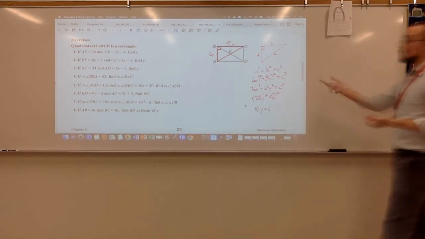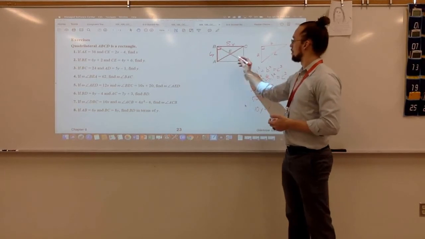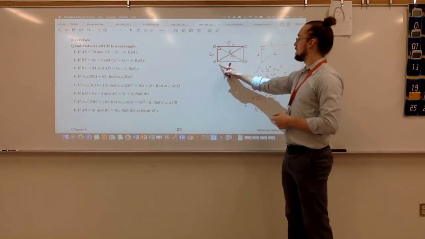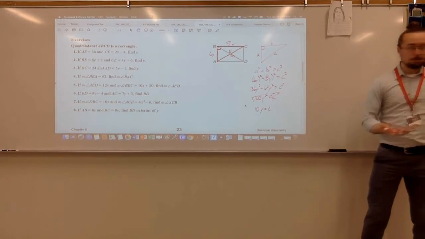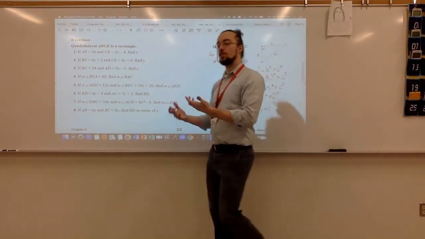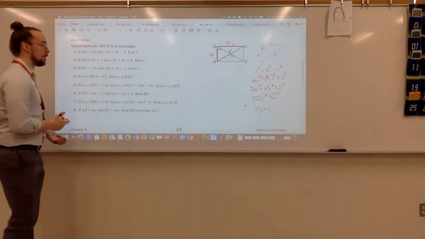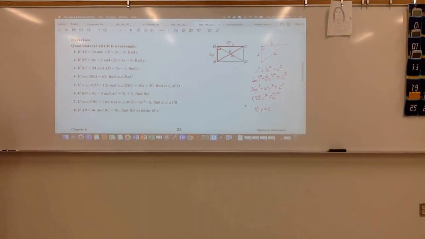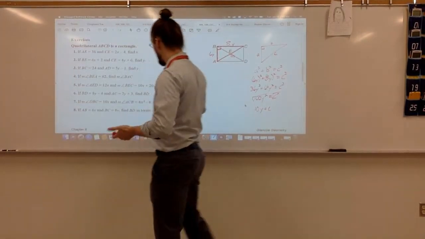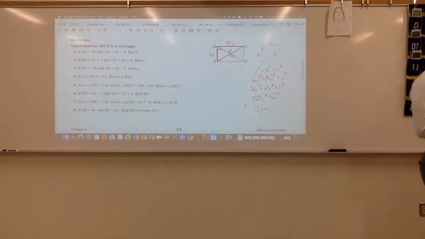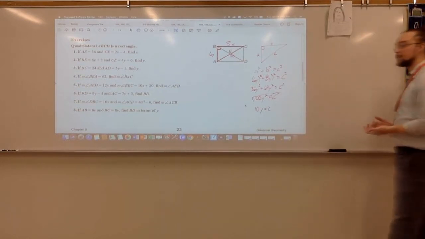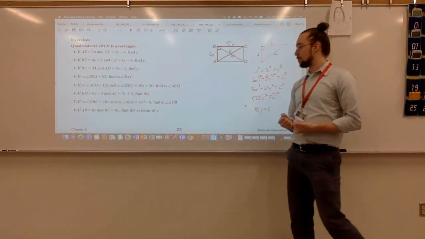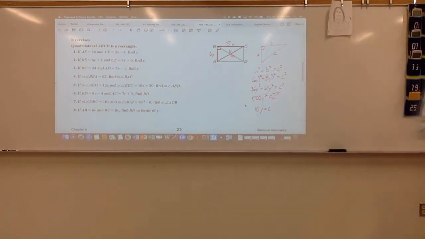So C is 10y. Did I say y squared? I think I did. We found that AC was 10y. Therefore, BD is also 10y, because the diagonals in a rectangle are congruent. So these last two were a little more challenging, still using our new ideas of properties of rectangles, but pulling some of the more complicated ideas from algebra that you may have forgotten. Other questions on any of these?